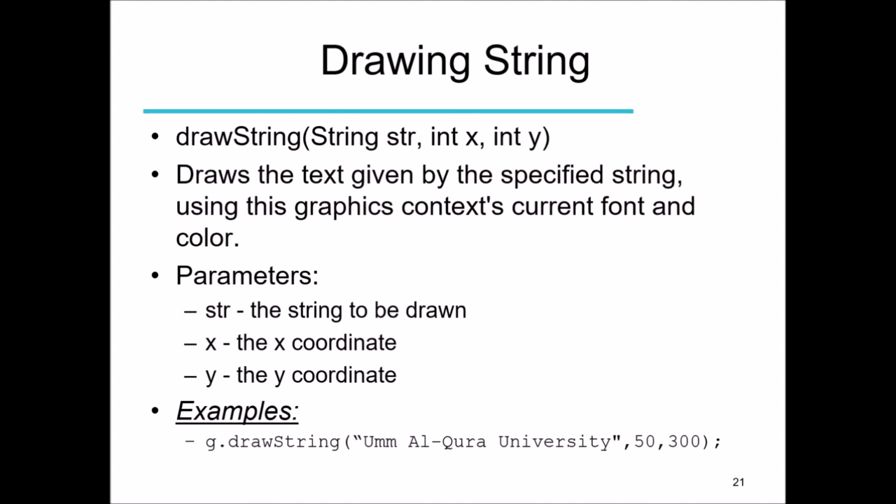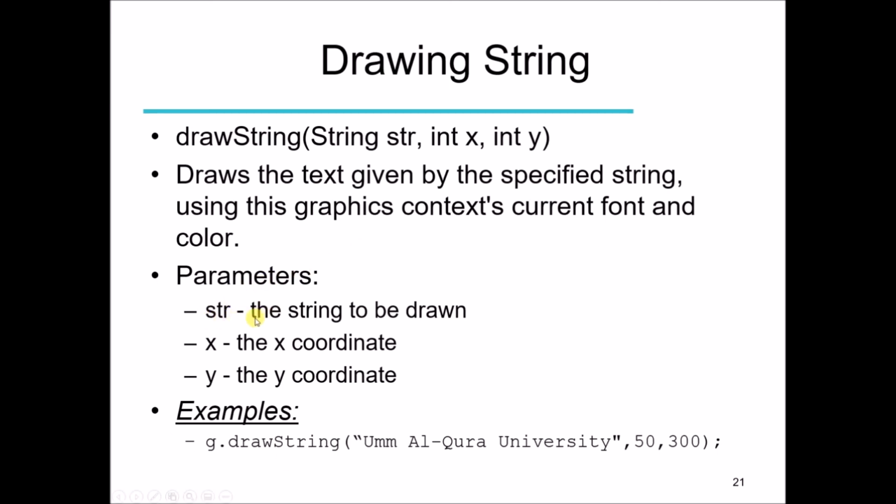Like the rectangle, when we have to draw the rectangle, the first two parameters are x and y, which are the top left corner. Similarly, because our string is like a graphic object, x and y are like the top left corner for this graphic object, which is like a string. So this draws the text given by the specified string using this graphics context's current font and color. So this string is going to be drawn in the default font and in the default color. The default color is black, but later on we can change the color, as I have shown you in the example by using the method set color. Similarly we can change the font.